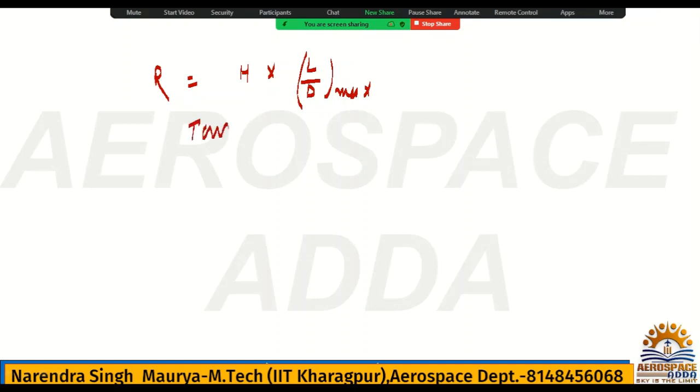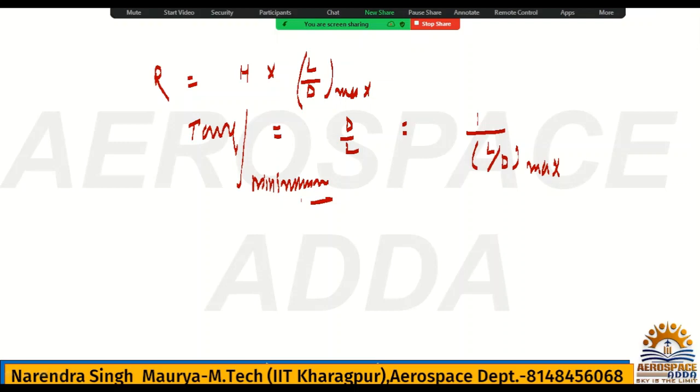What is tan gamma? D by L. You can write it as 1 upon L by D. What is the meaning of L by D max? It means tan gamma should be minimum. Yes or no? Tan gamma should be minimum, then L by D is max, and you will get maximum range, that is true. And to get maximum range, your gliding path angle should be minimum.